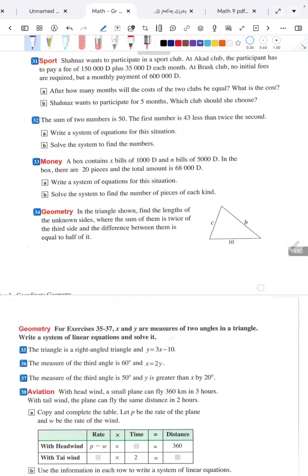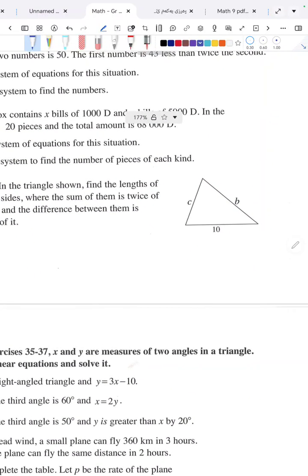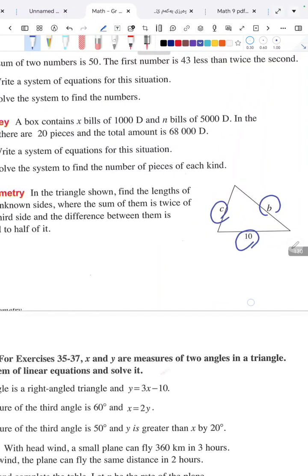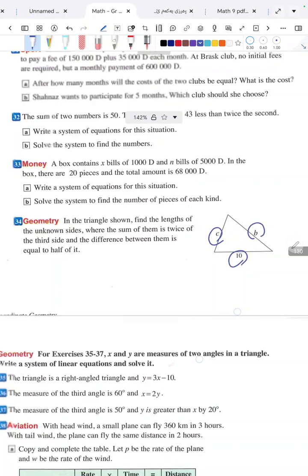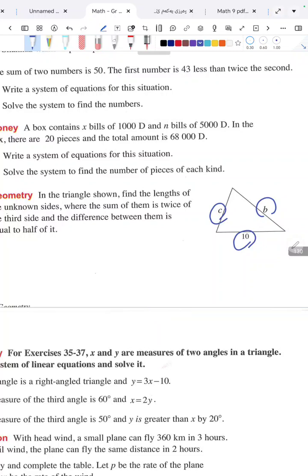Okay, here we have a geometry problem. They say: in the triangle shown, find the length of the unknown sides, where the sum of them is twice the third side, and the difference between them is equal to half of it. So, as you can see, here we have 10, and B, and we have C. So, tell me, which two numbers for B and C you have to find.